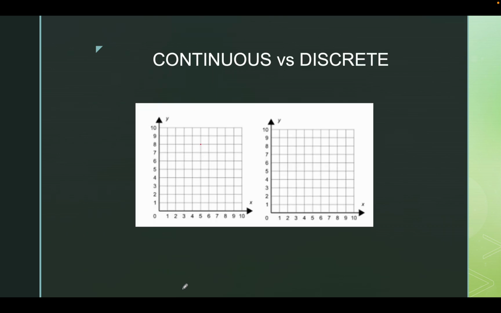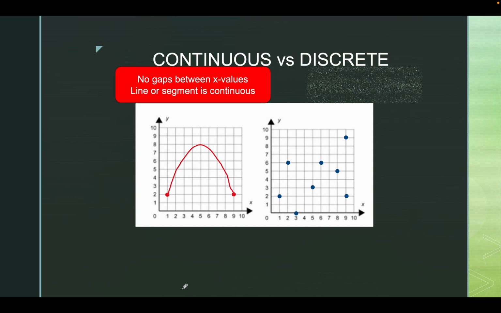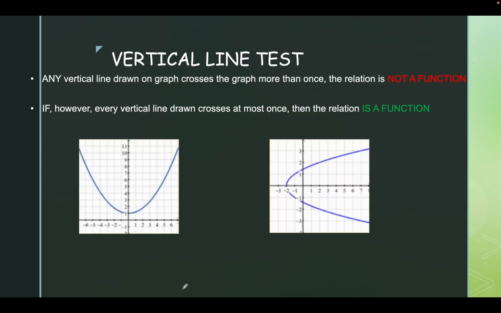Remember, continuous versus discrete. Continuous, there's no gaps between the x values. A line or segment is continuous. Discrete, the x values are not connected. There are gaps. Then it's discrete.